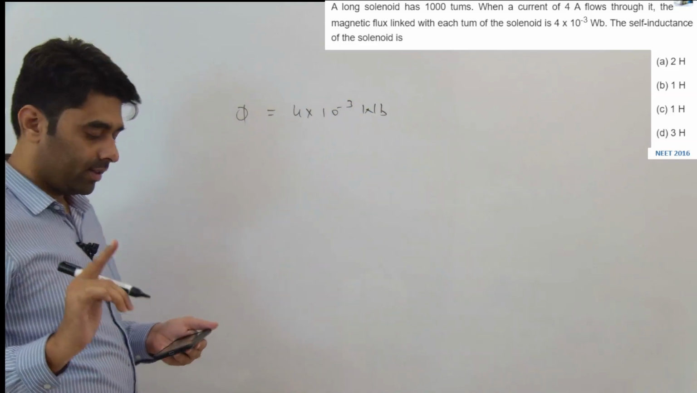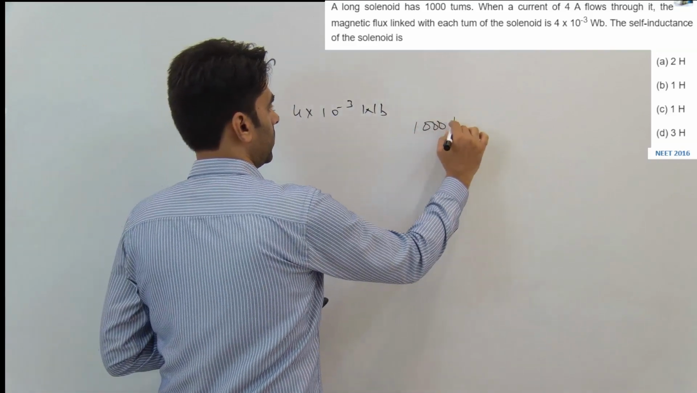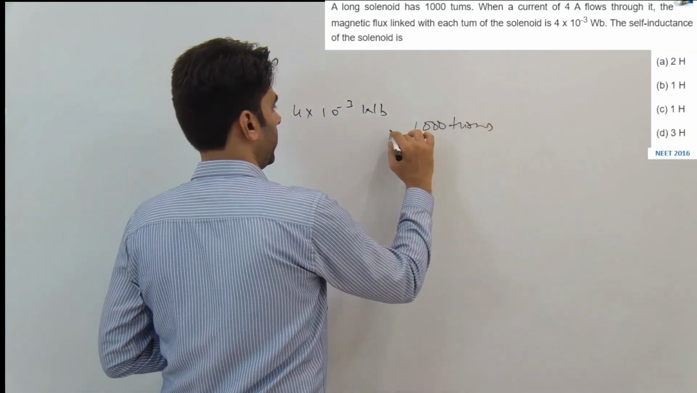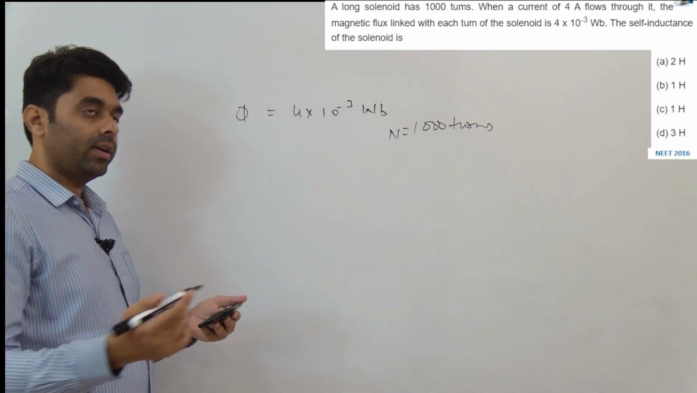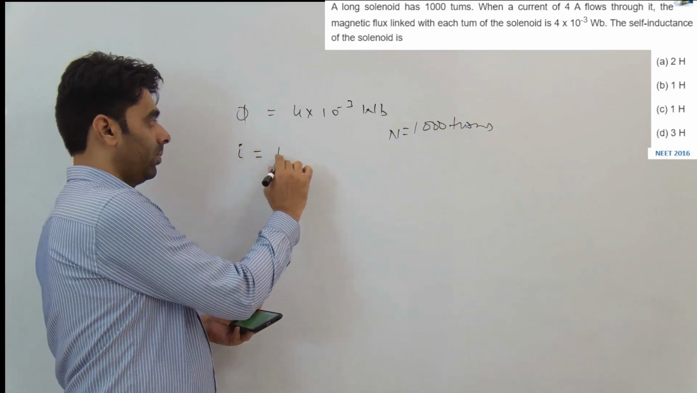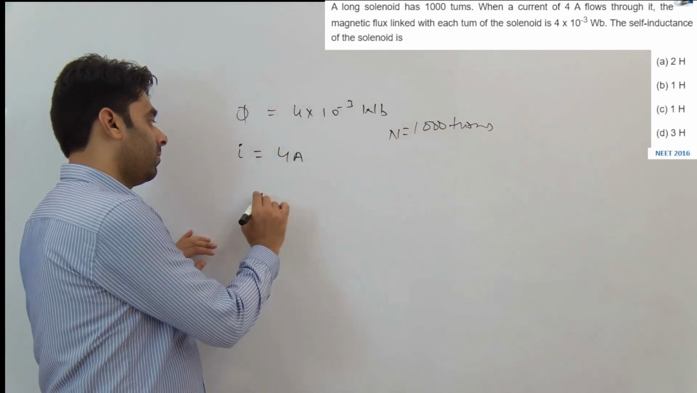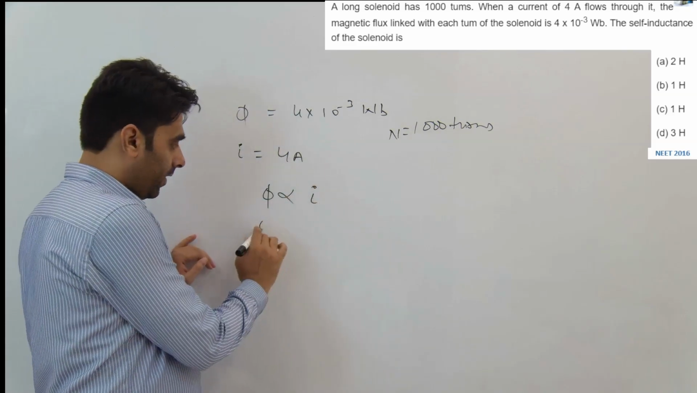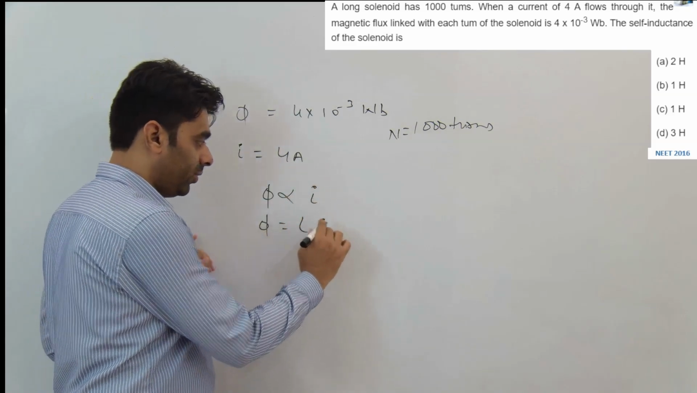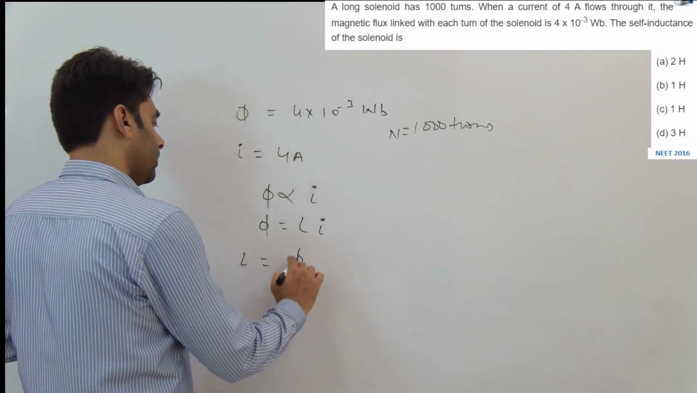For one turn they have given, and how many turns are there in total? 1000 turns are there. Okay, this is capital N. Next it says the self inductance of the solenoid is, current is also given, I is 4 ampere. What is our relation for self inductance? We know phi is directly proportional to current I, and phi is equal to L into I. L is our self inductance. So what can we write? L is equal to phi by I.